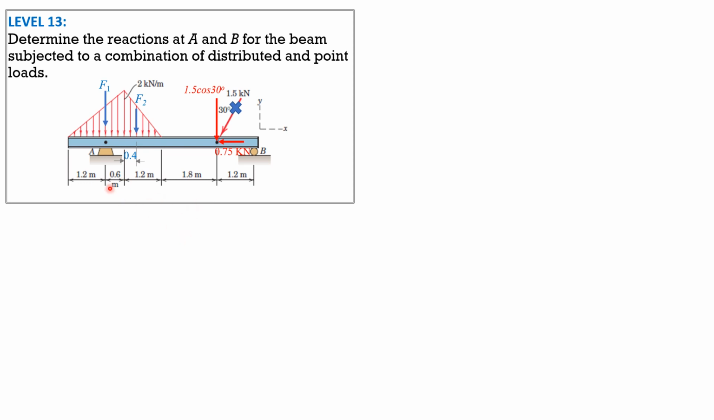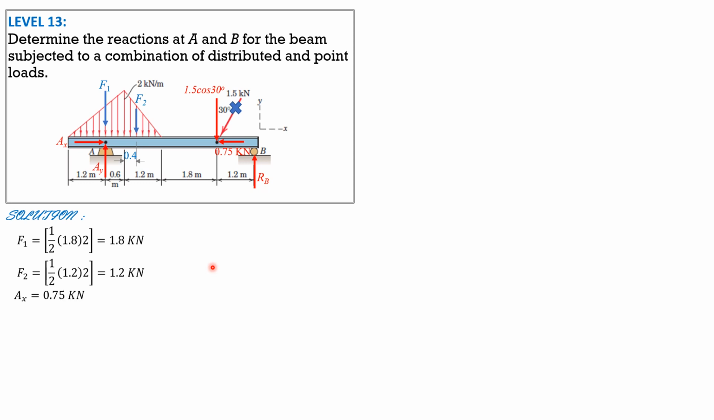Then for the reactions, we have AY and AX and R sub B. So summation forces X, AX is obviously 0.75 kilonewtons rightward. So F1 is 1/2 of 1.8 times 2, so it is 1.8 kilonewtons. F2 is 1/2 of 1.2 times 2, so it is 1.2 kilonewtons. So AX is 0.75 kilonewtons rightward.